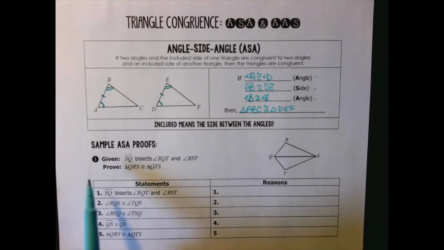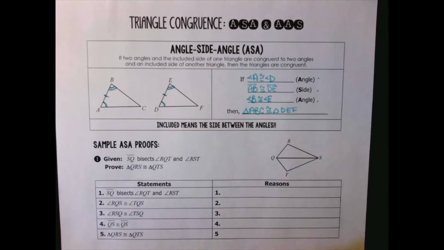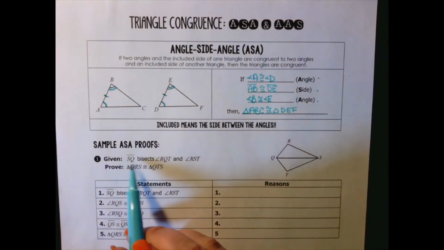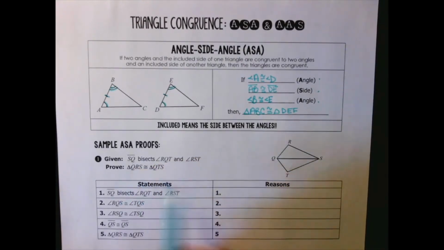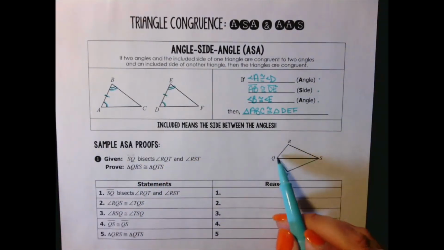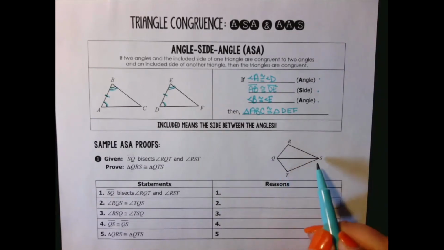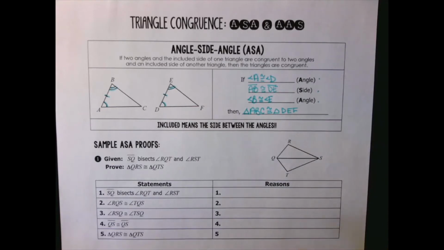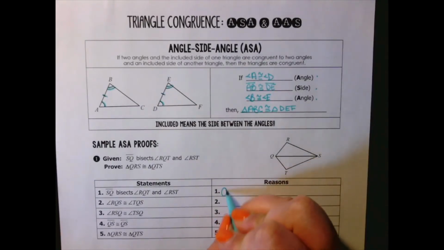So we're going to look at number one together. So we have this picture over here, this nice little kite. And we are given SQ bisects angle RQT and angle RST, and we want to prove that triangle QRS, that top triangle, is congruent to triangle QTS, that bottom triangle. So statement one, SQ bisects angle RQT and angle RST. That is going to be our first given.